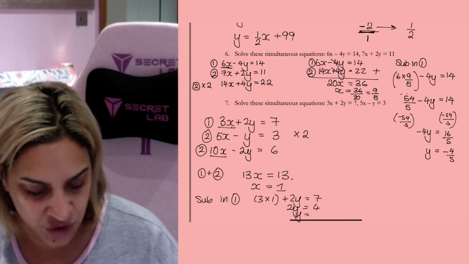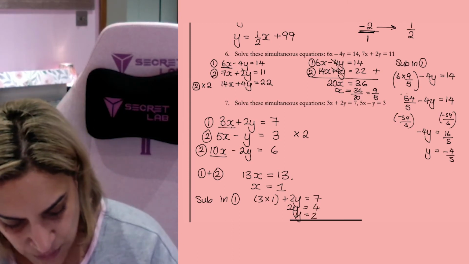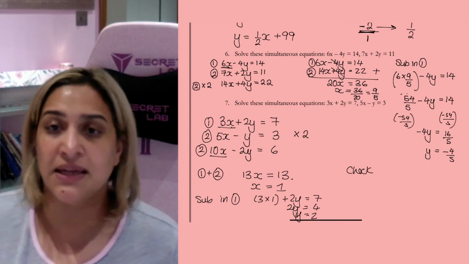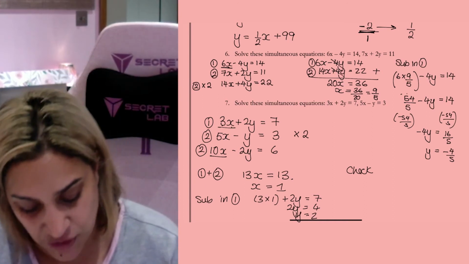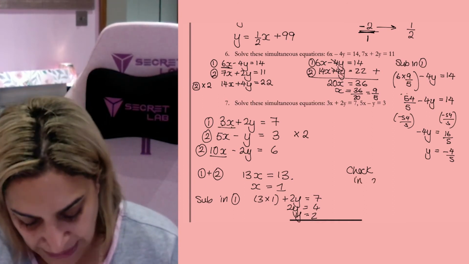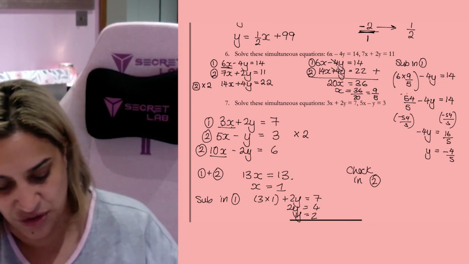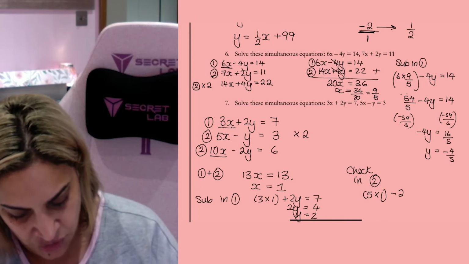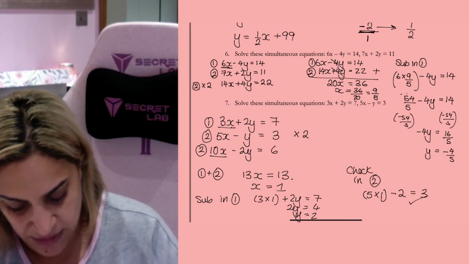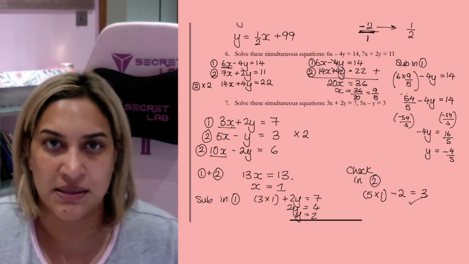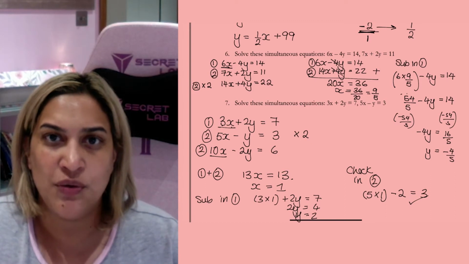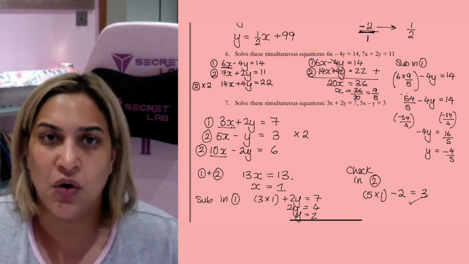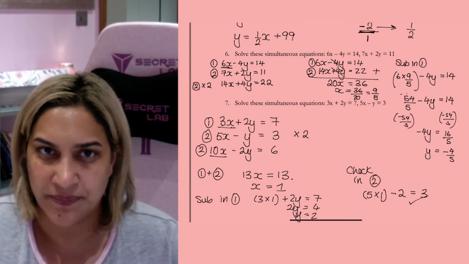So y is 2. And I didn't do this in the previous one, because I checked on the calculator. But if it was a non-calculator paper, you can check by putting it back into your equation 2. So you get 5 times 1 minus 2, which equals 3. So you know you've done it right. And that way, you guarantee yourself always getting them right.